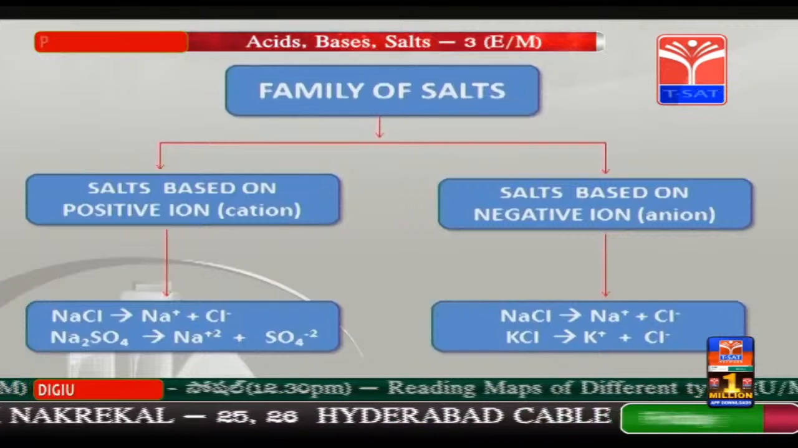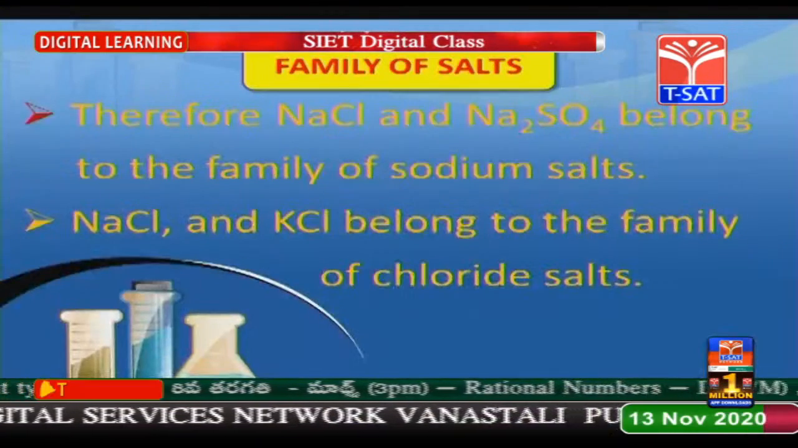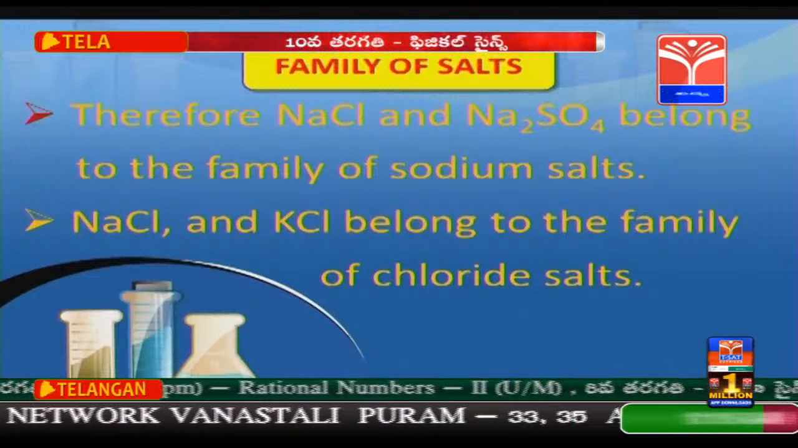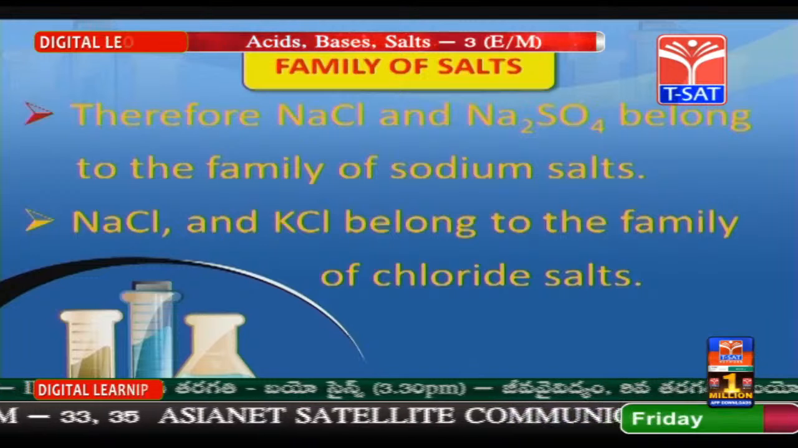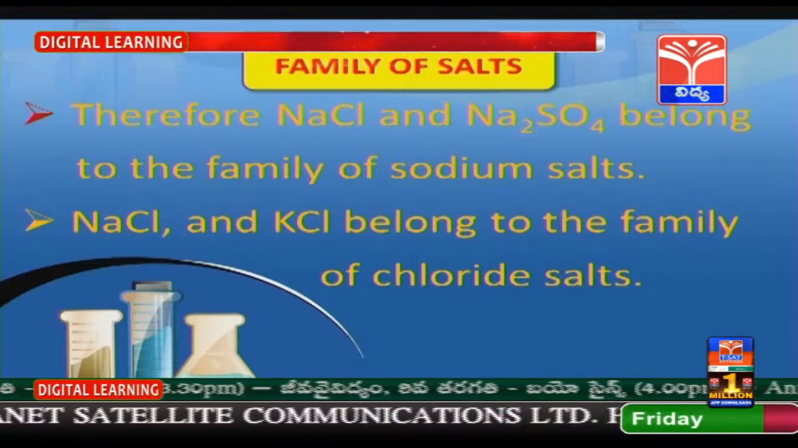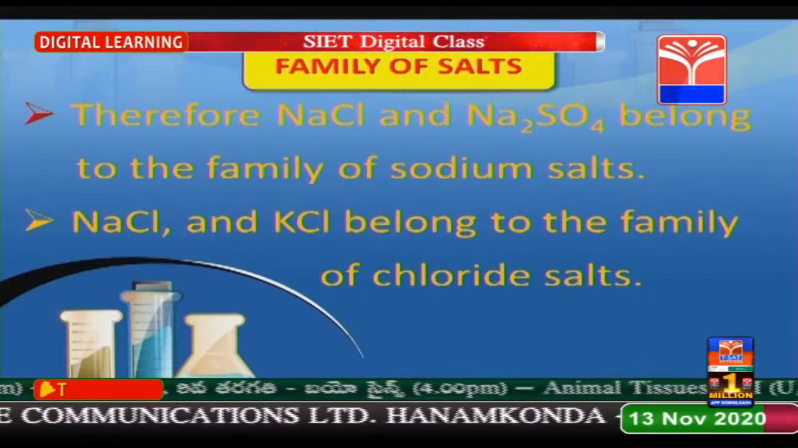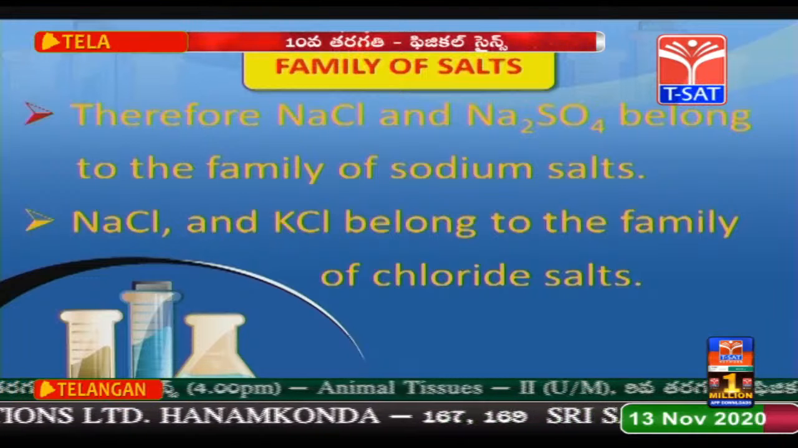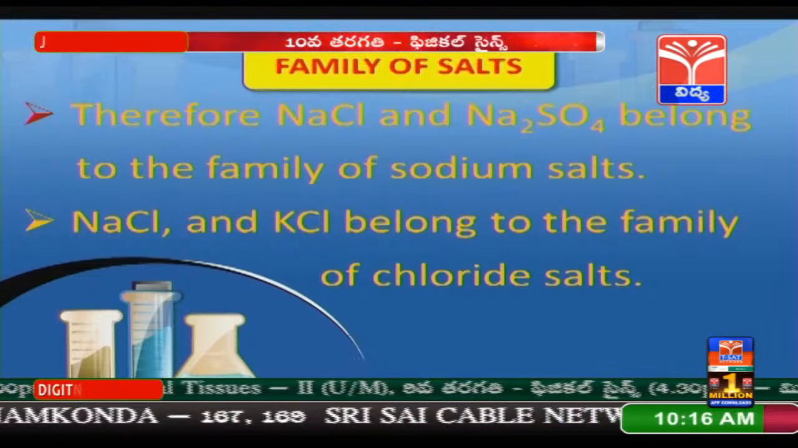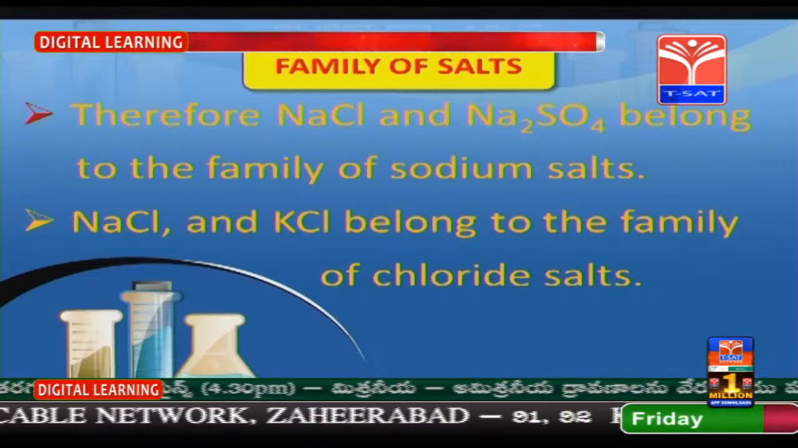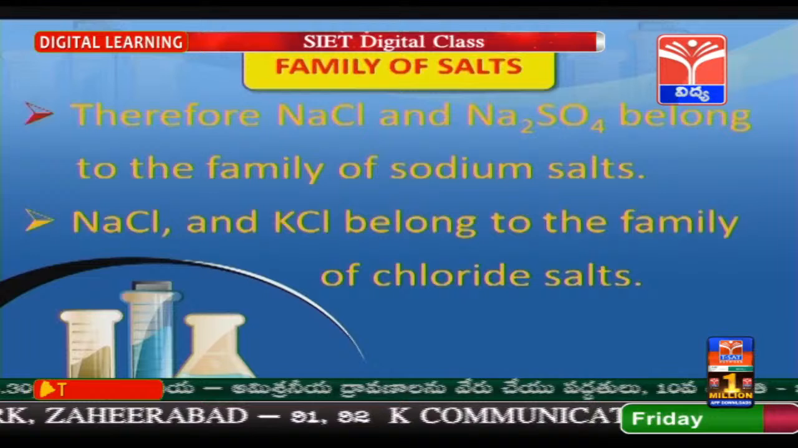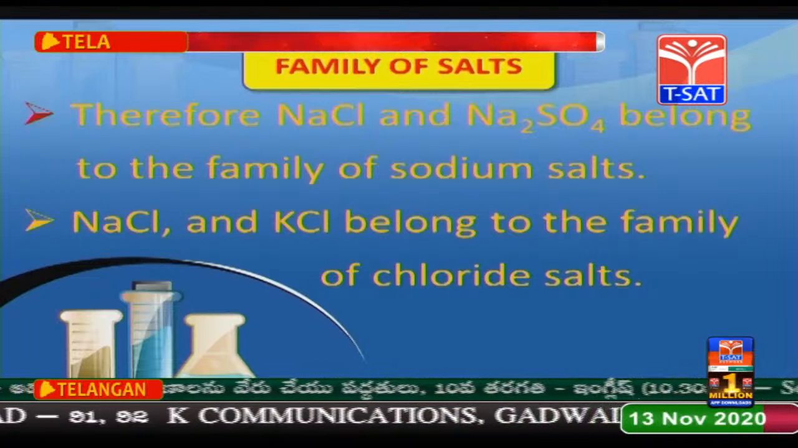Now, just a small repetition. We are getting two salts here. In the first case we have seen NaCl and Na2SO4, sodium chloride and sodium sulphate. Here the cation is common, therefore it is named as a sodium salt. For the next type, we are seeing sodium chloride and potassium chloride. Which anion is common here? Chloride ion. Therefore, it is named as a chloride salt.